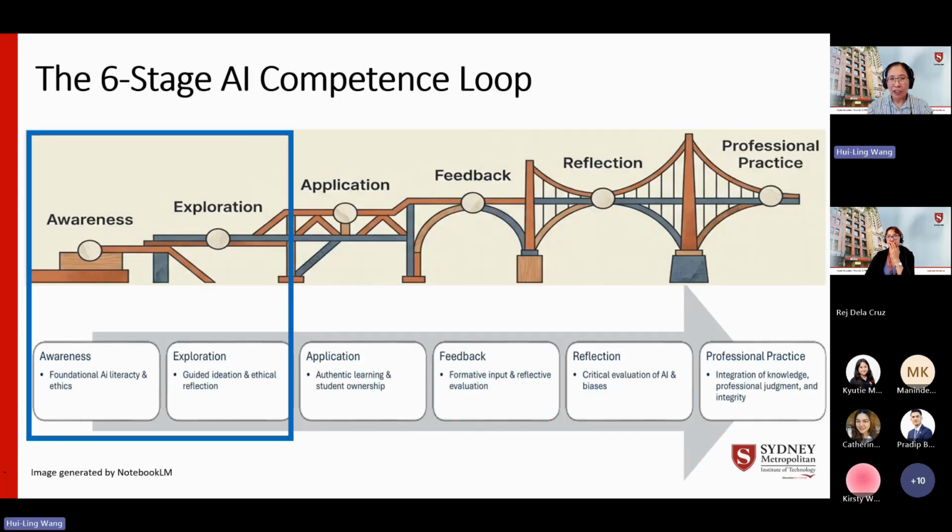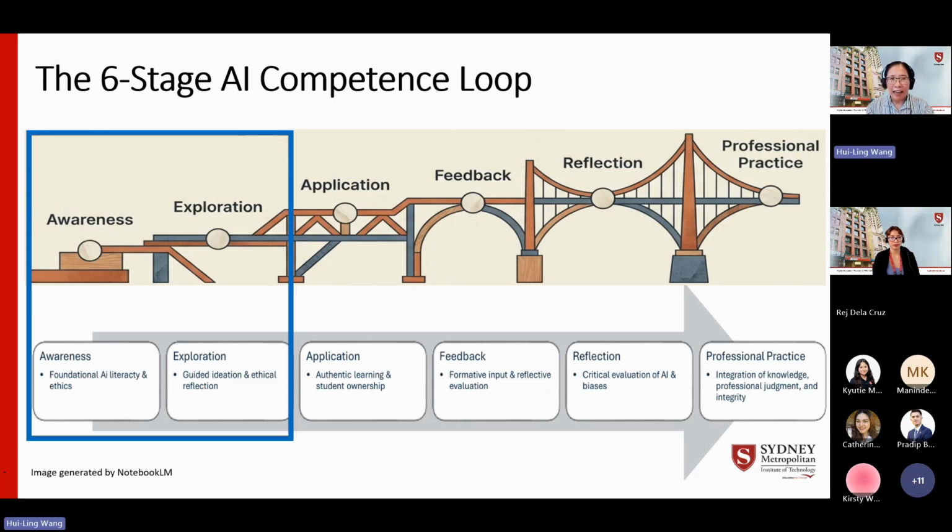I did mention that I have developed this 6-stage AI competence loop. This is for instructors, and it has been published in a couple of places. One is a conference at MIT in February. I already gave the conference, which was in person, and it got great feedback from academics and researchers. I'm also writing the chapters from the student perspective.